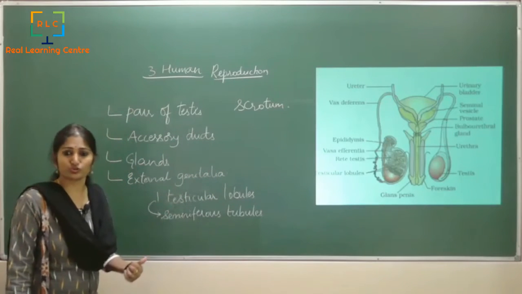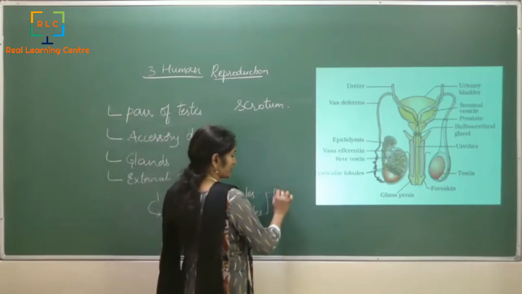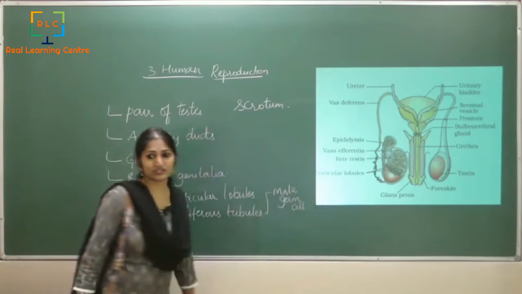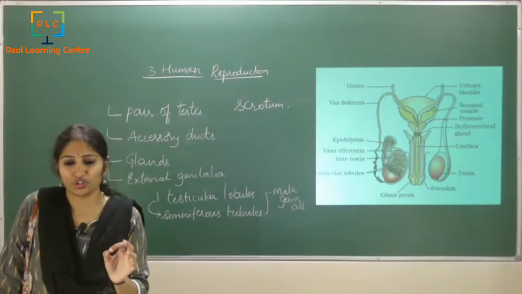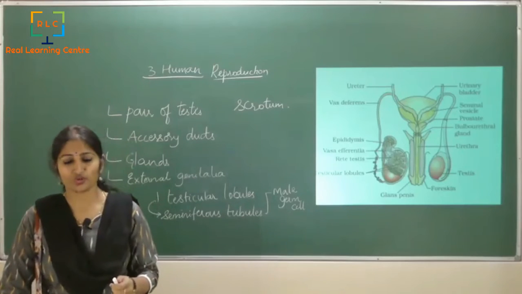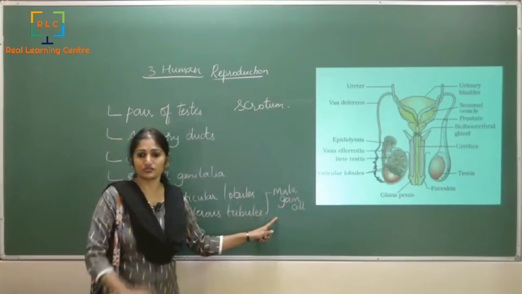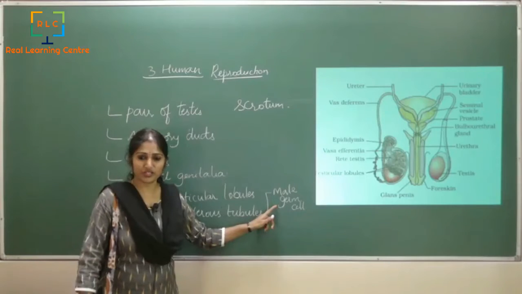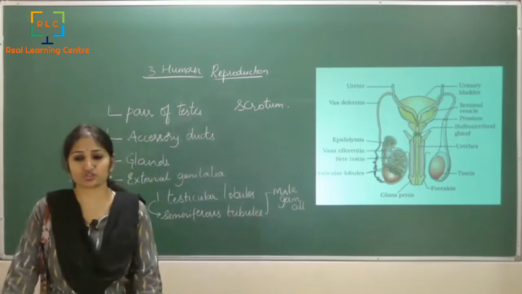Seminiferous tubules are very important because inside the testis, inside the testicular lobules, we have the seminiferous tubules, and these seminiferous tubules have one kind of cell which we call the male germ cell. These male germ cells line the inside of the seminiferous tubules, and they undergo meiotic division to finally give sperm cells. So male sperm cells come from the male germ cells, and they are present inside the seminiferous tubules.